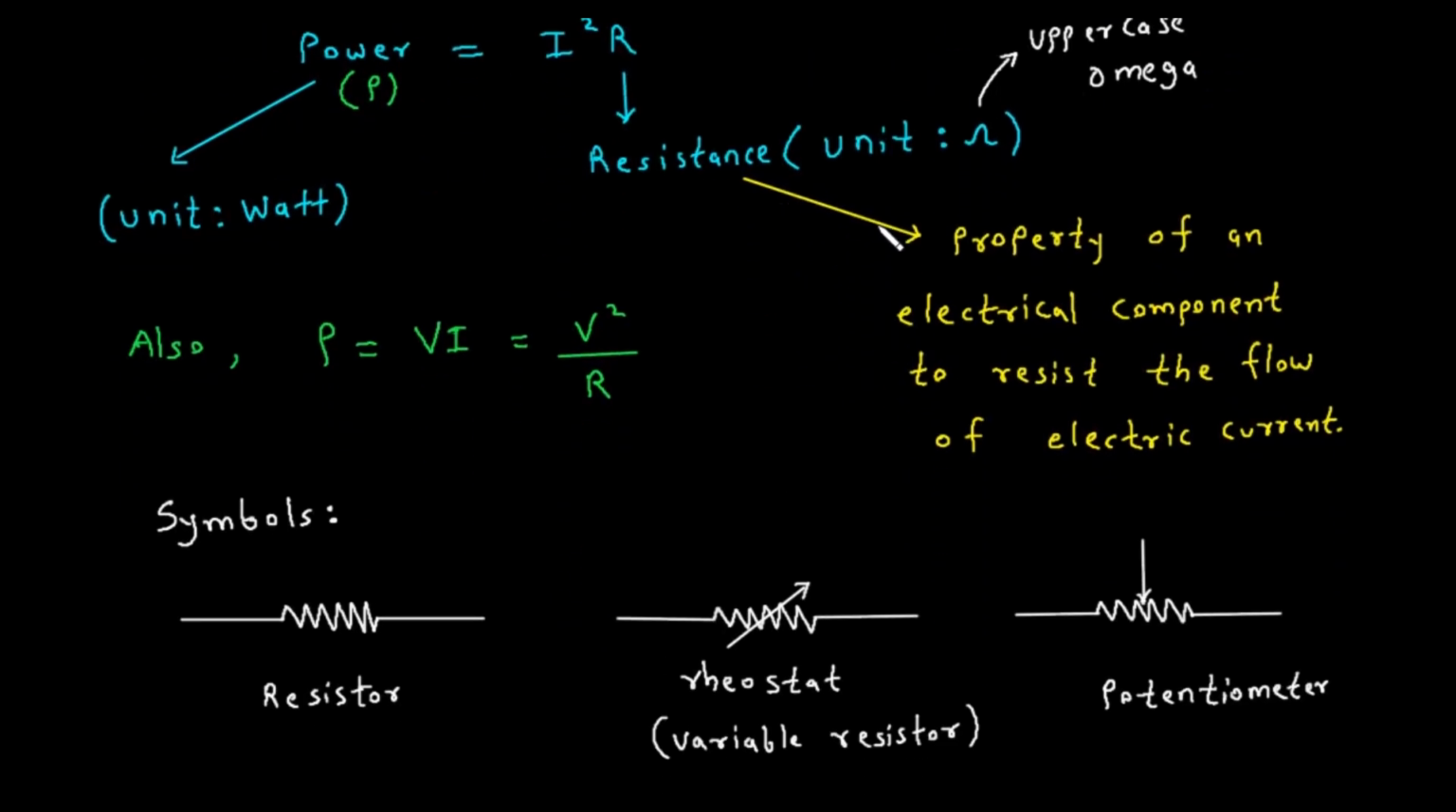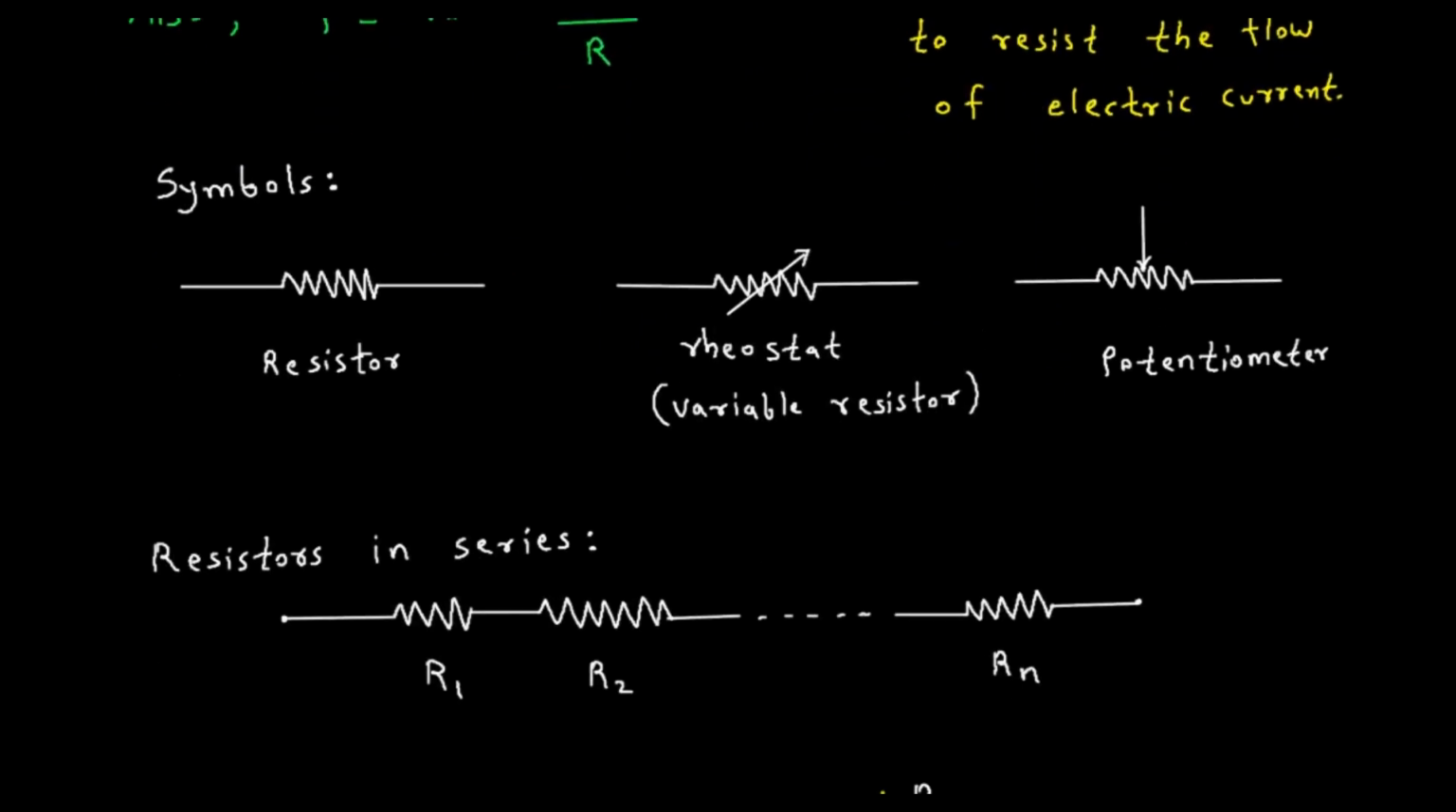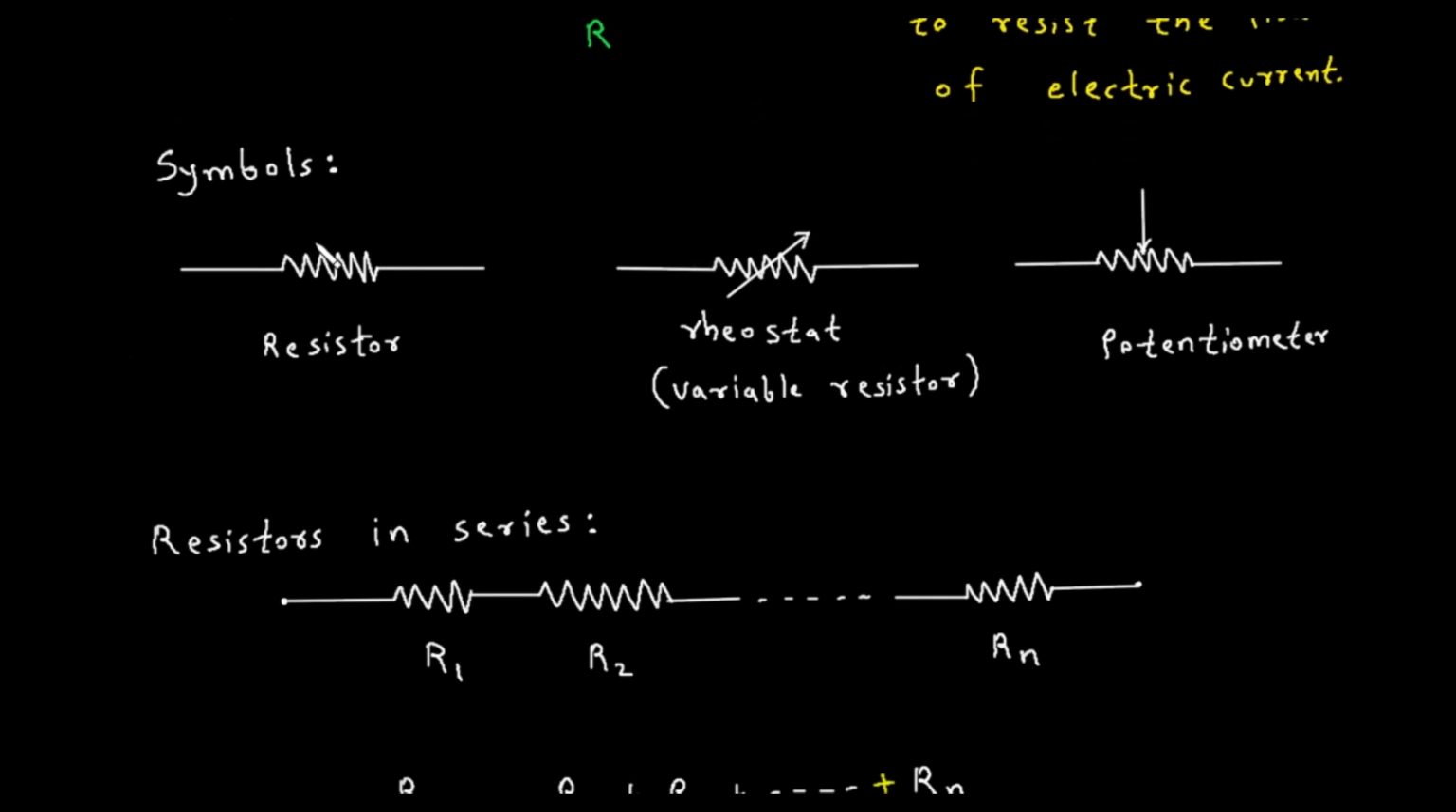Now here resistance is the property. Resistor is an element and resistance is the property of an electrical component to resist the flow of electric current. So remember that resistor is different. Resistor is actually an element and resistance is the property of an electrical component to resist the flow of electric current. Now here again the formula for power is given. So power is equal to V into I, that is voltage into current, and it is equal to V square divided by R.